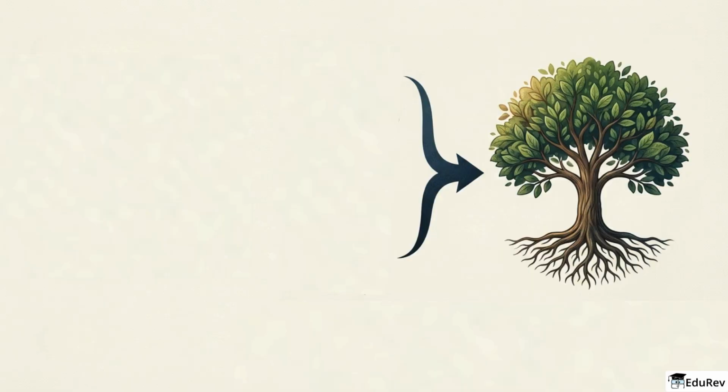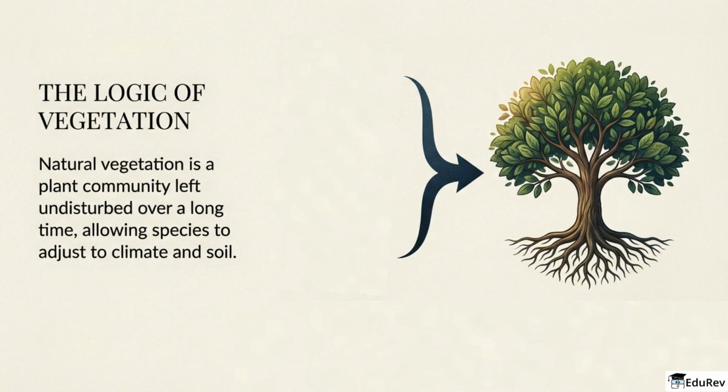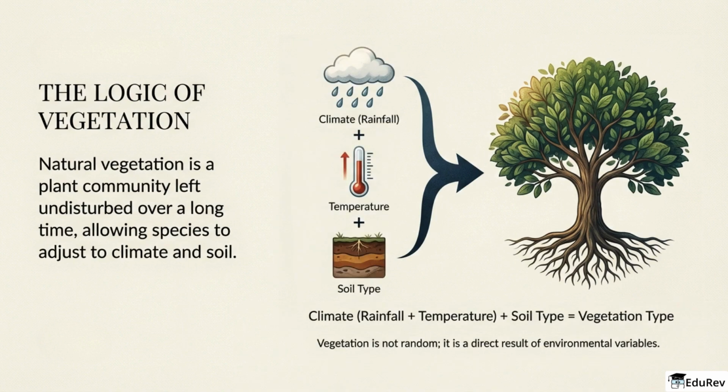So, what decides vegetation? Natural vegetation is a plant community left undisturbed over a long period, long enough for species to adjust to the climate and the soil. And the rule is simple. Climate, meaning rainfall plus temperature, along with soil type, gives you vegetation type. That is the core equation of this chapter.